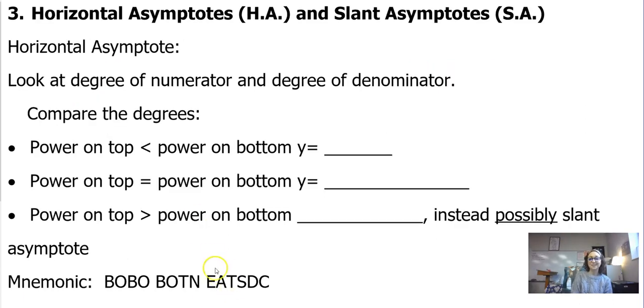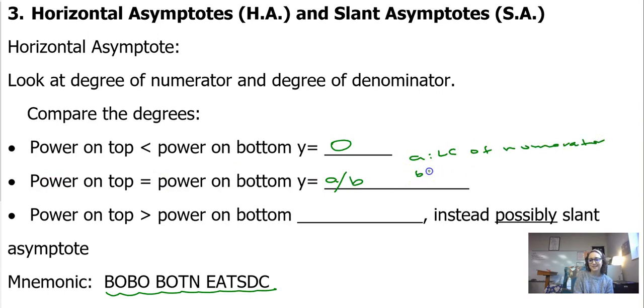All right, horizontal asymptotes and slant asymptotes. So for horizontal, remember this is our mnemonic Bobo-Botten eats DC. So bigger on bottom, y equals 0. So that would be this one, right? Eats DC is exponents are the same, divide coefficient. So that's your kind of middle bullet point here. So I'm going to put that's y equals a over b, where a is your leading coefficient of your numerator and b is your leading coefficient of your denominator.